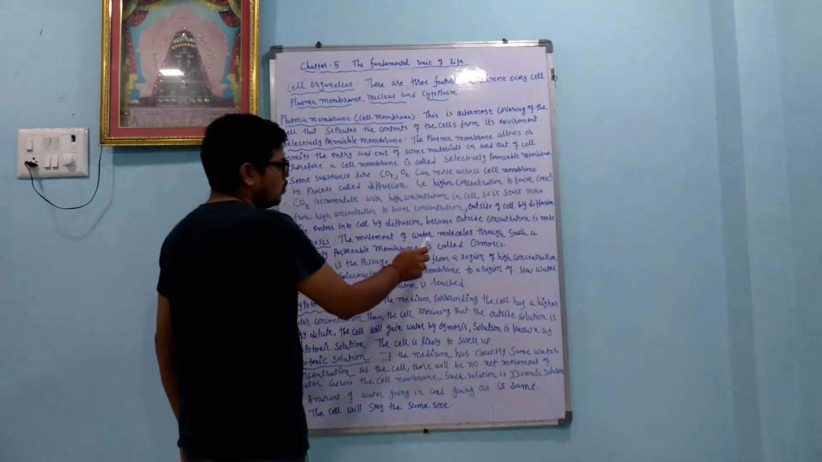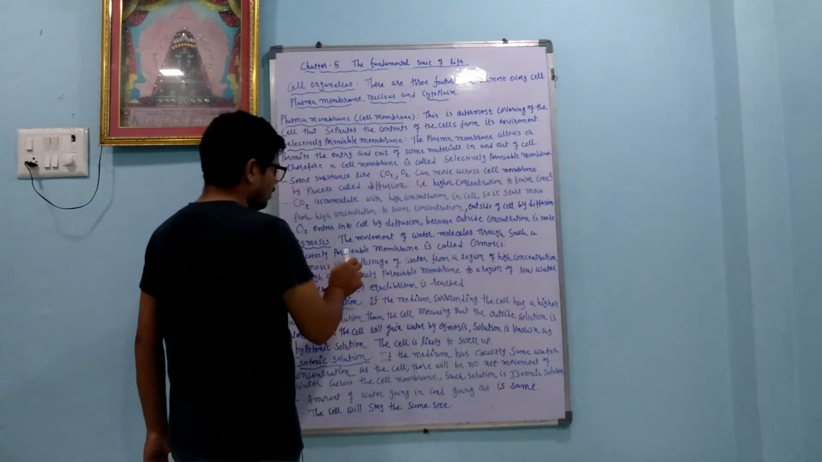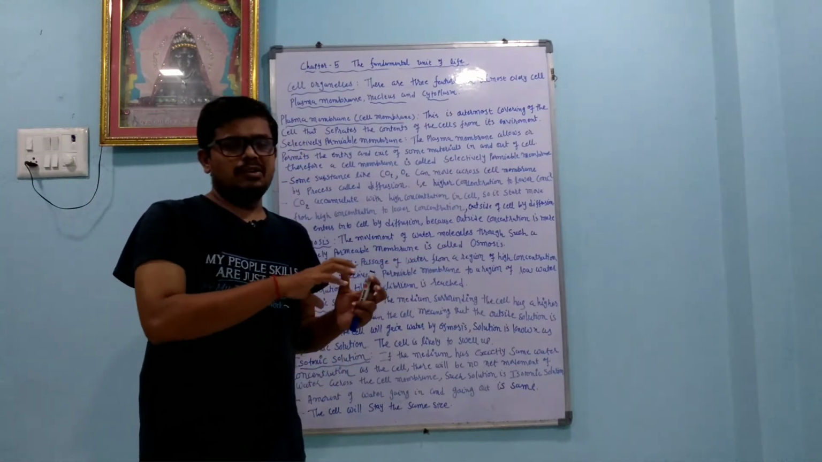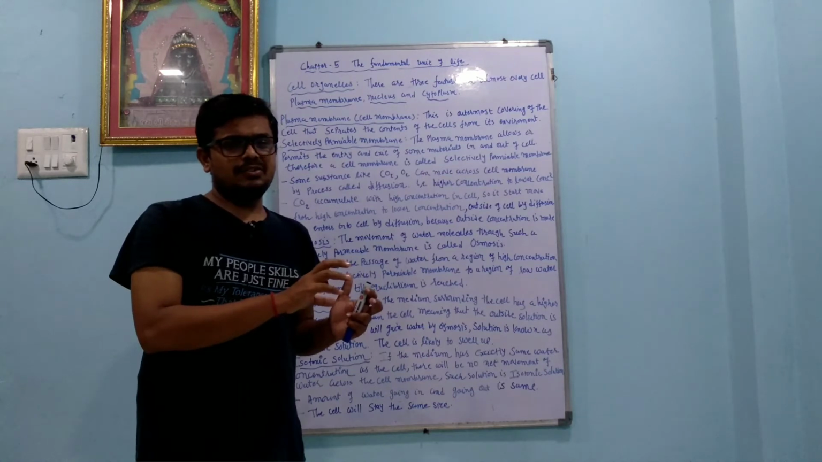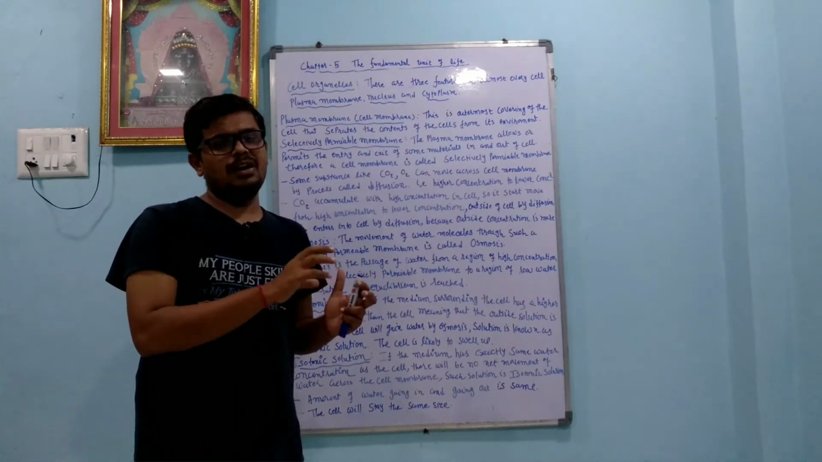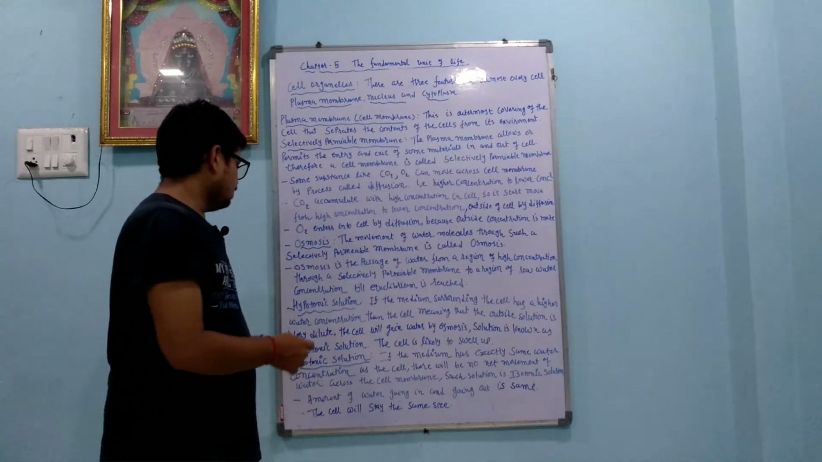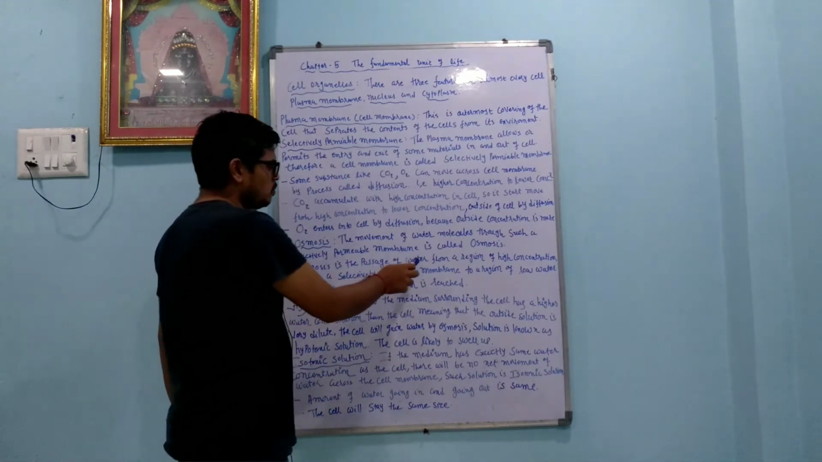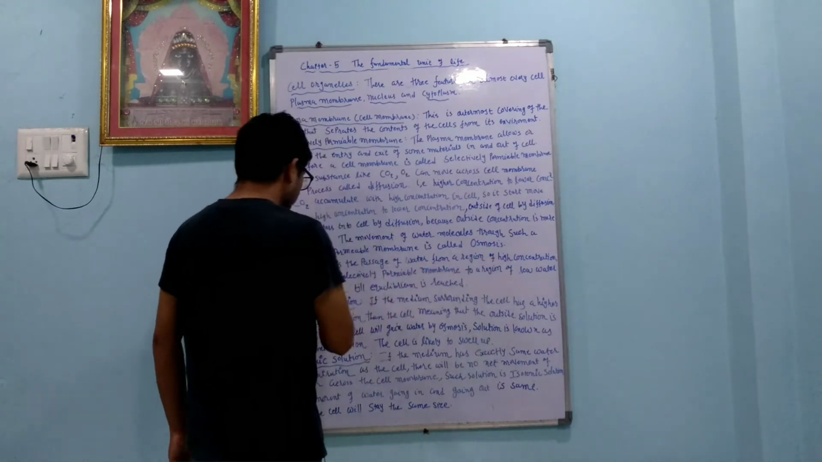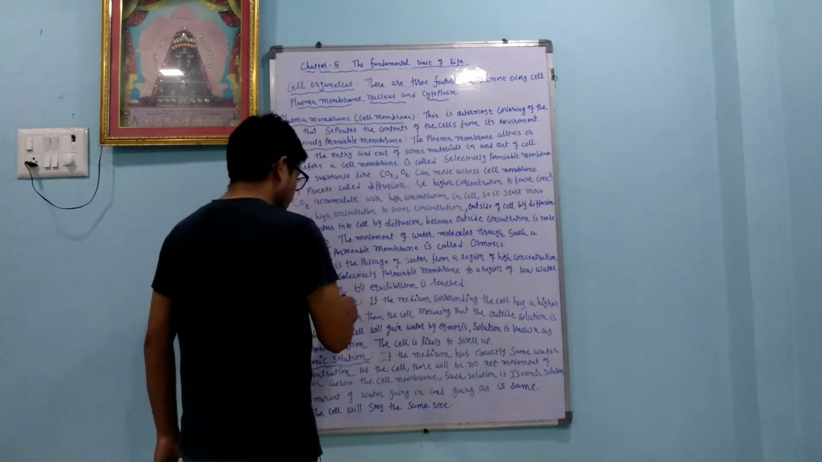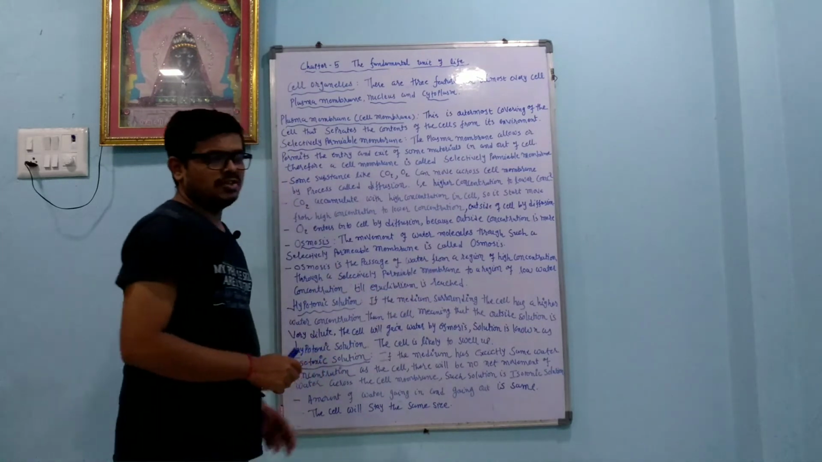Osmosis. The movement of water molecules through a selectively permeable membrane is called osmosis. Only the entry or exit of water molecules from higher concentration to lower concentration, that is called osmosis. Osmosis is the passage of water from a region of high concentration through a selectively permeable membrane to a region of low concentration till equilibrium is reached.